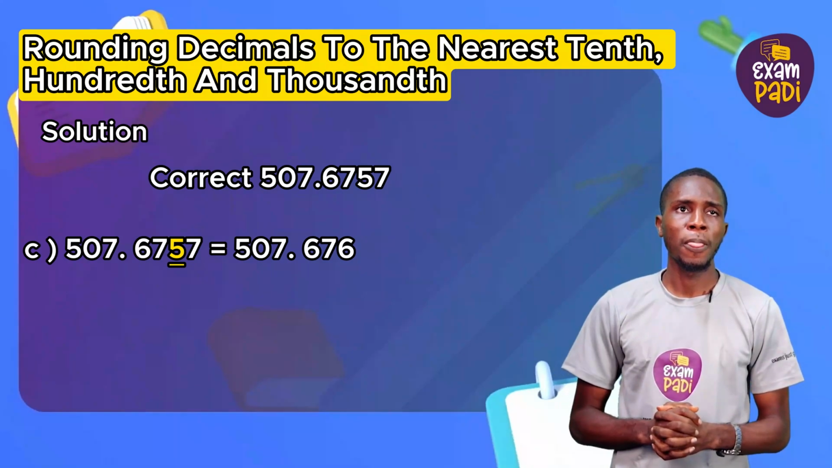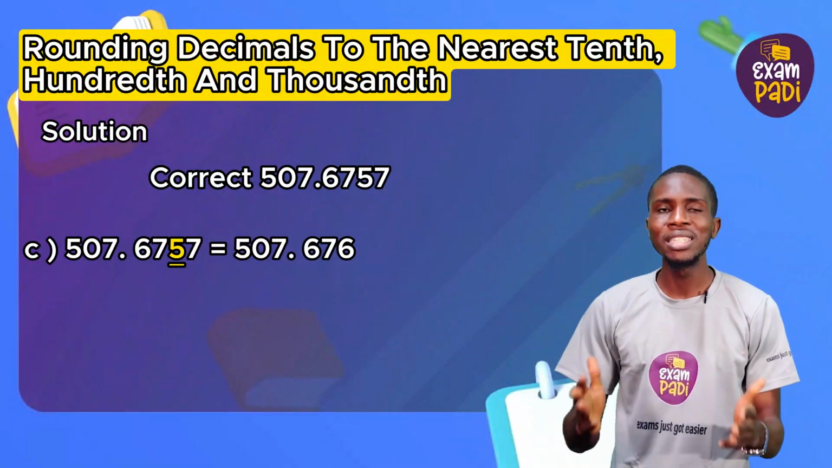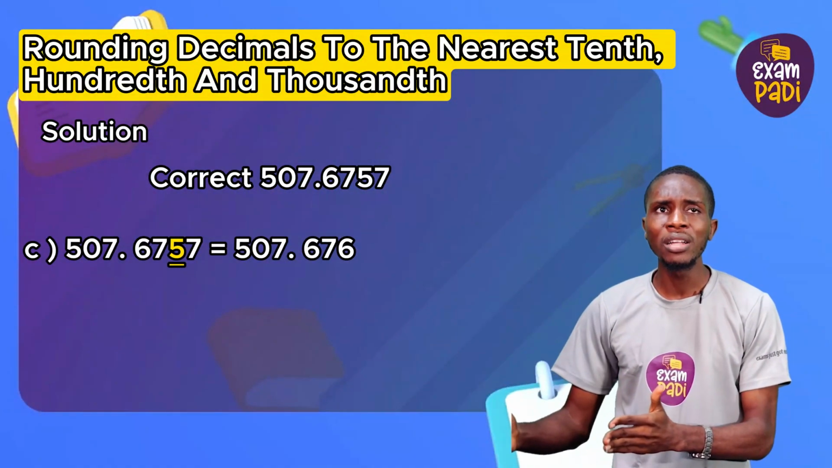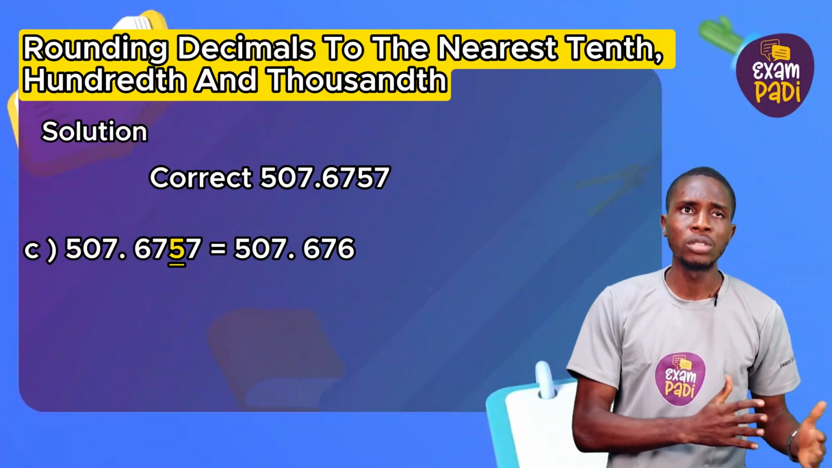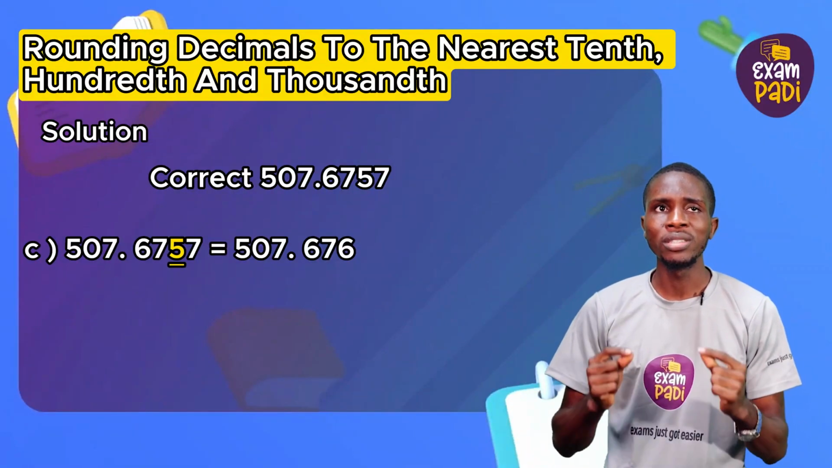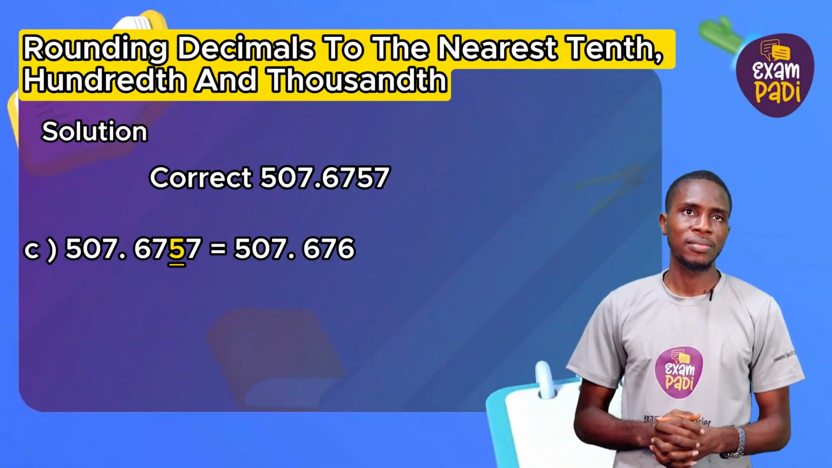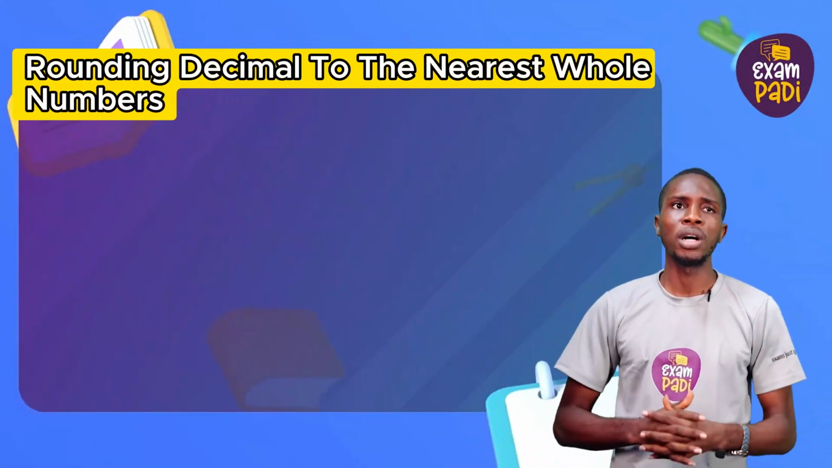507.6757. The position of the thousandth is 5, and the decider is the number next to it, which is 7. The 7 will be adding a 1 to 5, and that gives us 507.676. The next is rounding decimals to the nearest whole numbers.